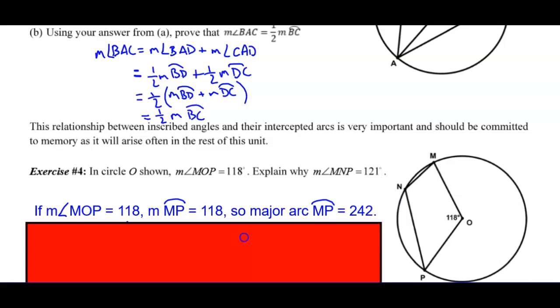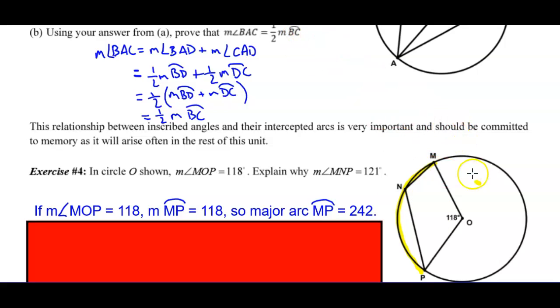If angle MOP is 118, then the arc must also be 118. So the arc that I'm talking about here is this one from M to P, that minor arc there. That arc is 118 because its central angle is 118. Central angles and arcs are equal. Inscribed angles are half of their arcs, so there's a difference between those two things. Major arc MP has got to be 242, so that's going the other way.